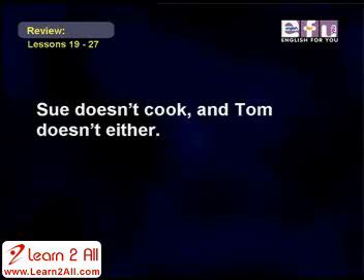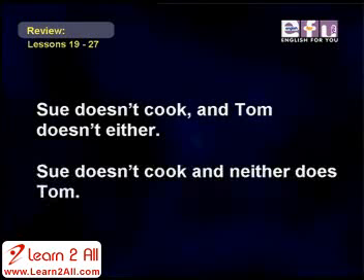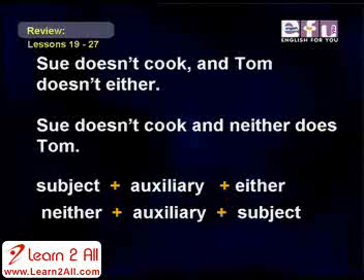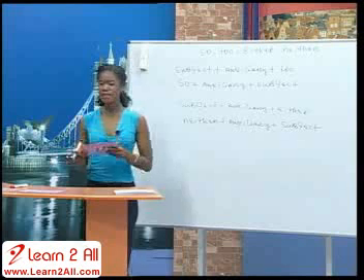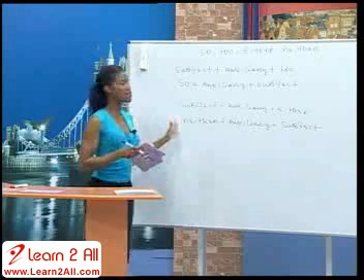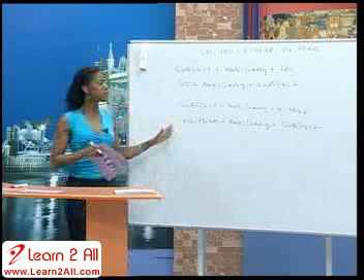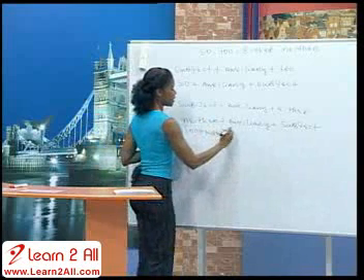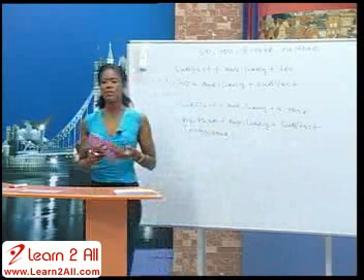Sue doesn't cook and Tom doesn't either. Sue doesn't cook and neither does Tom. Now, of course, these two sentences mean the same also. That word order is subject plus your auxiliary verb plus either, or neither plus the auxiliary verb plus the subject. Okay, a positive helping verb is used with neither. It has to be positive because neither is the same as not either. So it's already negative. Okay, now we're ready to practice.